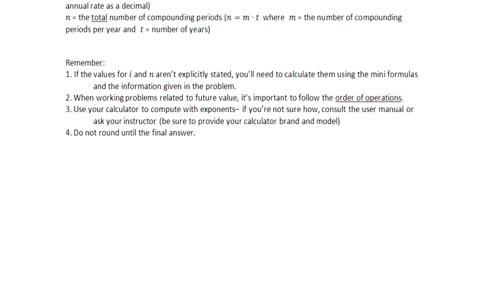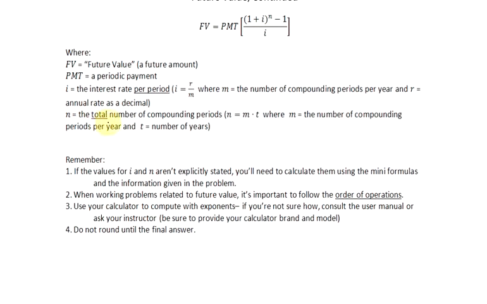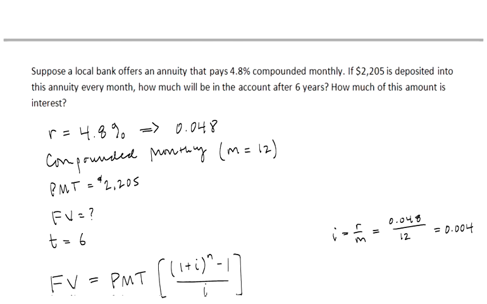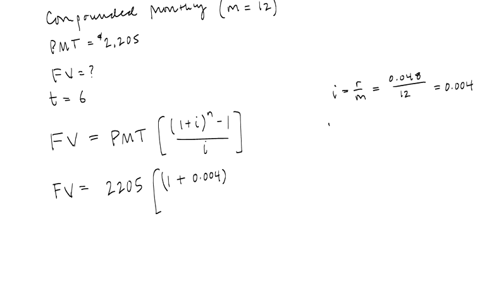Just to refresh your memory, n is the total number of compounding periods, and to find that, we just need to multiply the number of times the money is compounded per year by the number of years. So coming back down to our problem, n equals the number of times the money is compounded per year times the number of years. In this case, it's compounded 12 times a year, and it's going to be for 6 years. So 12 times 6 is equal to 72. So instead of writing n, we're going to write 72.